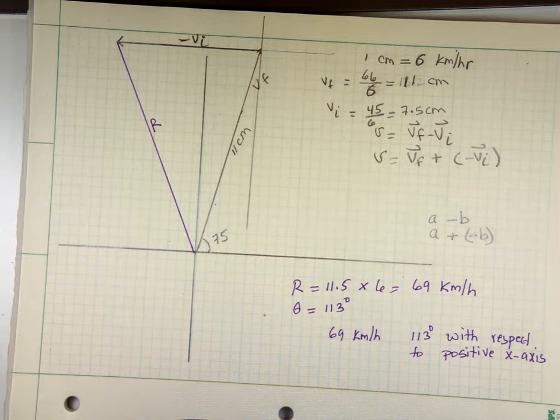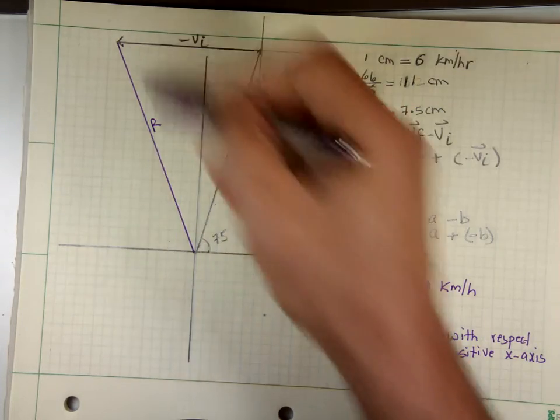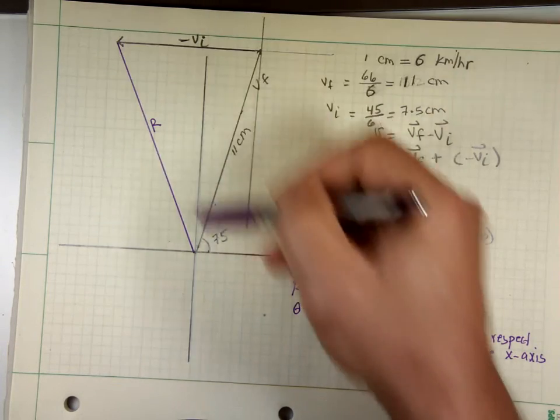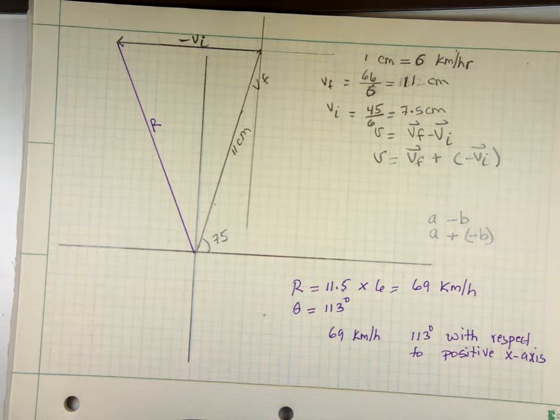I have a question. Where's the 11.5 coming from next to R? That's the length of this vector. Oh, that's in centimeters. Yep, in centimeters. So you're gonna multiply by the scale. So R is 11.5 centimeters times 6 centimeters, the scale.